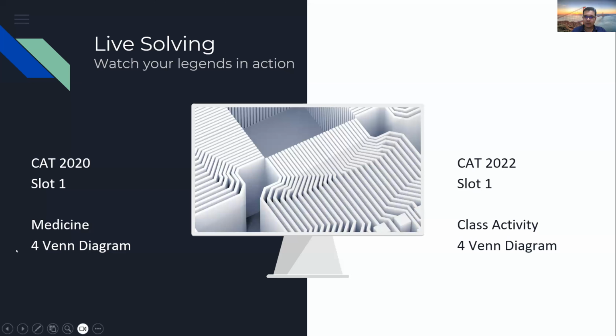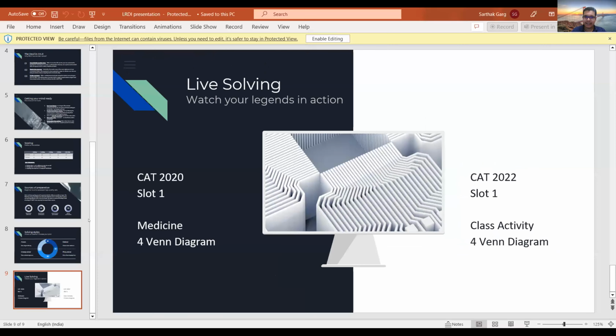Now we had given you two sets in the document that we shared yesterday. One was from CAT 2020 slot one, four Venn diagram on medicine. And one was from CAT 2022 slot one, four Venn diagram on class activity. So you can let us know in the comments which of these would you like for us to do a live solve? Since we are crunched for time, we can probably take up only one of these. So as per your solving, which of these gave you more trouble, which of these would you like us to solve? We can take this up and we can show you how we approach this. And then we can open the floor for Q&A.